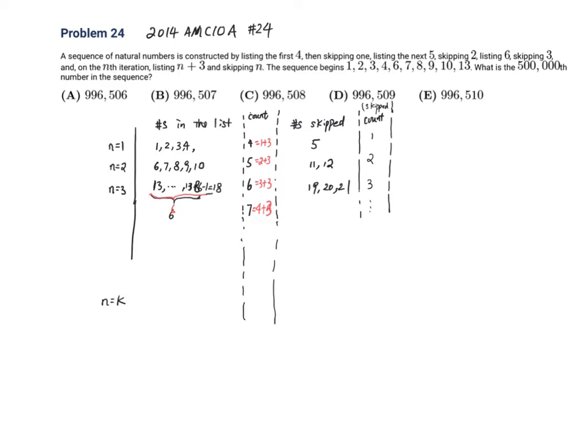With the pattern, I hope that you see how many numbers are in this block when n is k, in the kth block. According to the pattern that we have, it will be k plus 3, right? Okay, and similarly, how many numbers we will skip in this kth block, it will be just k.